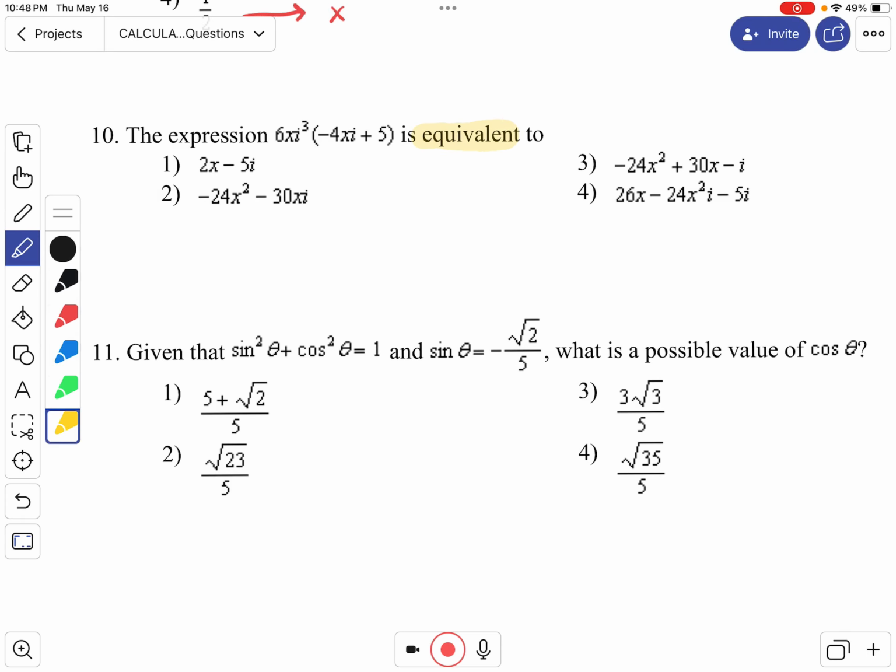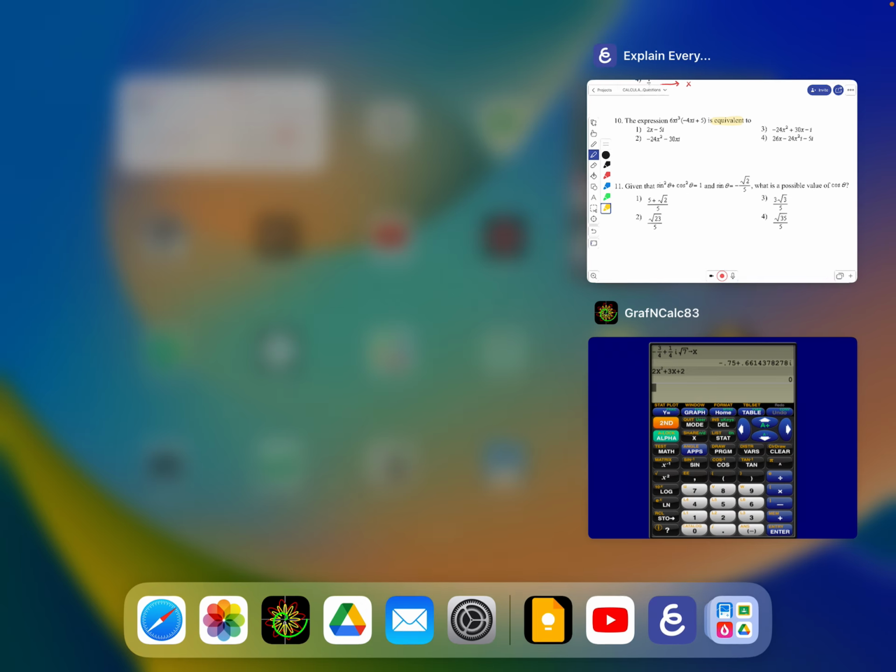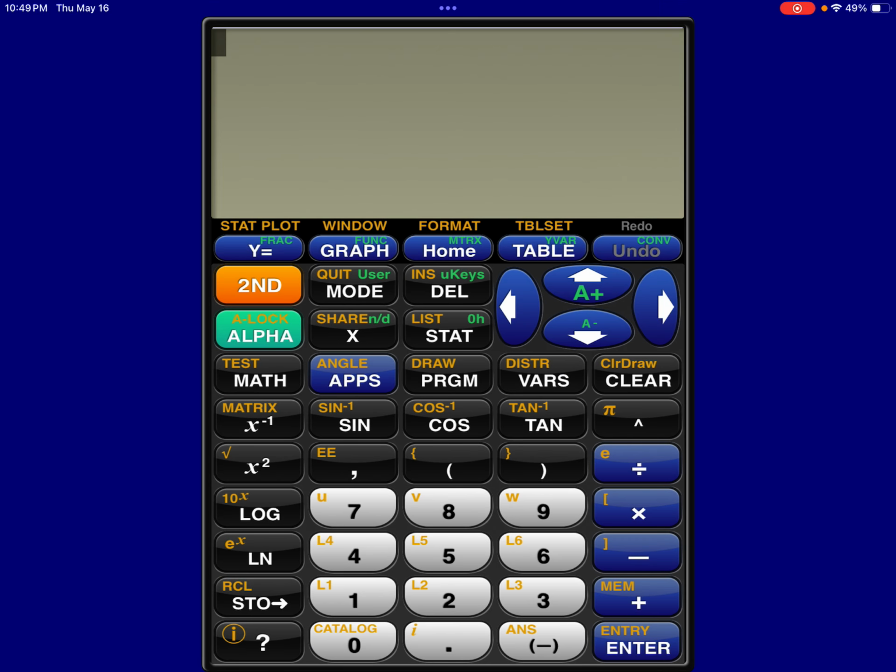We learned before that equivalent means equal to, so we're going to go ahead and plug in our original expression, which is 6xi to the third power times negative 4xi plus 5.